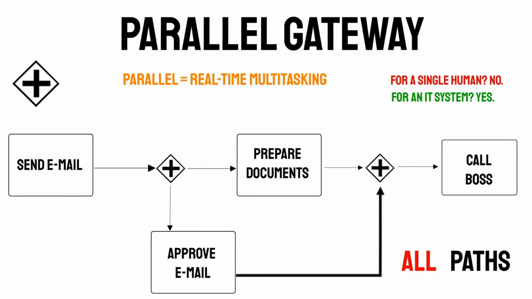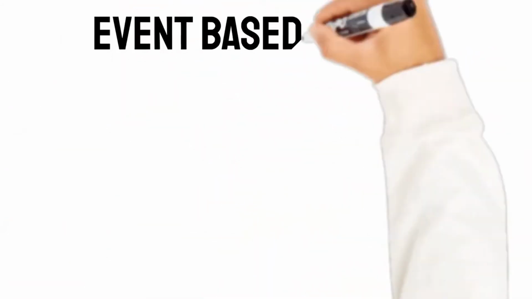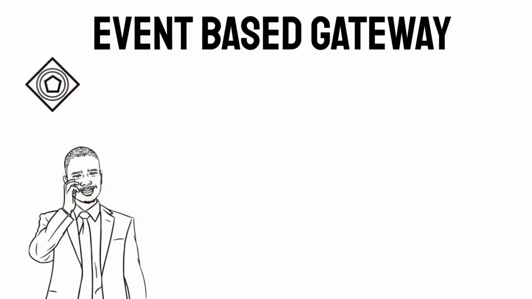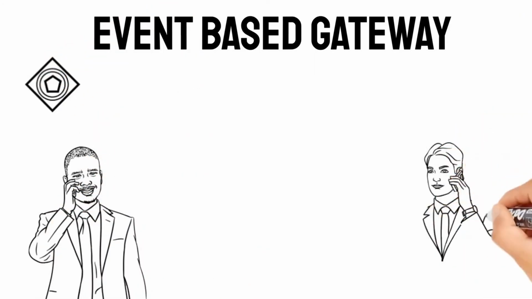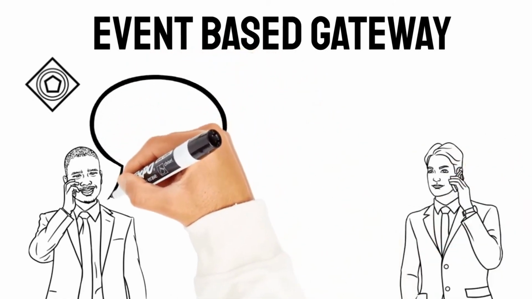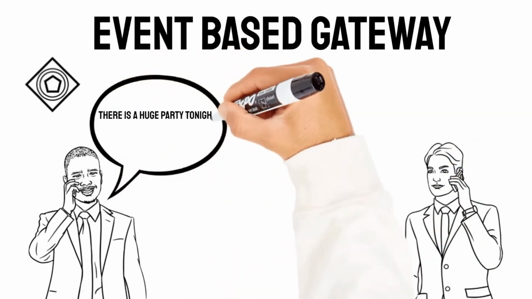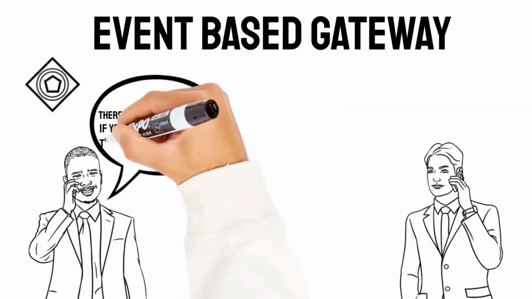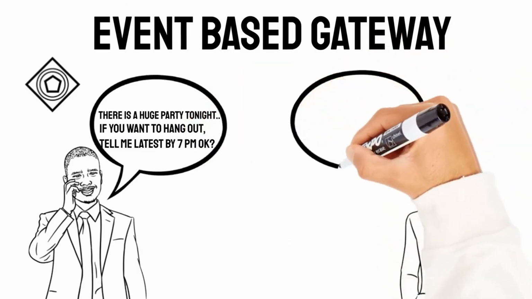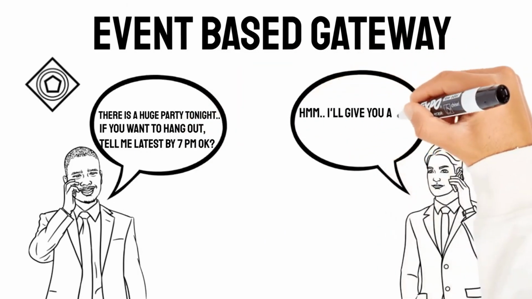The next BPMN gateway is the event-based gateway. It also has a lot of similarities to the previous either-or gateway, because only one path is valid. Imagine the following scenario. It's Friday afternoon, and tonight there is a huge party from one of your working colleagues, but you told one of your friends, who is not really into parties, that you would want to join him for a chill evening, but your friend would need to tell you latest at 7 PM if he has time for this evening or not.